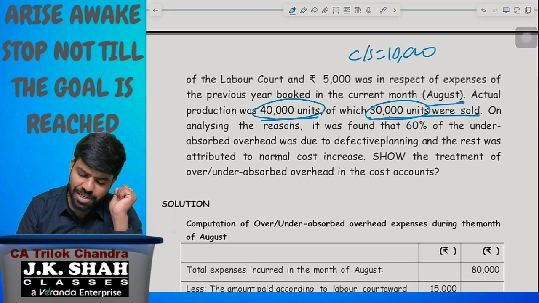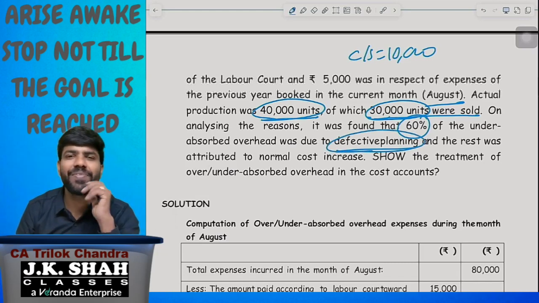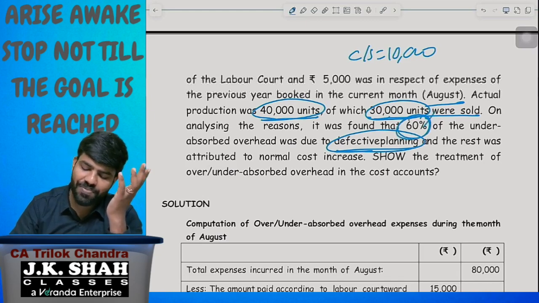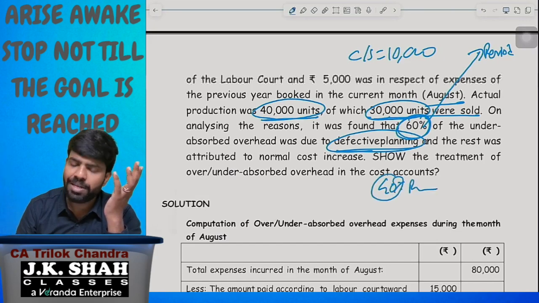On analysis of the reason, it was found that 60% of the under-absorbed overheads was due to defective planning and the rest was attributable to normal cost increase. So 60% due to defective planning is one of the abnormal reasons. Any other reason, like defective planning or penalty, apart from normal increase in cost or wrong estimation, will be classified as period cost. So out of under absorption, 60% due to defective planning is called period cost, and the balance 40% we are going to consider as the product cost.